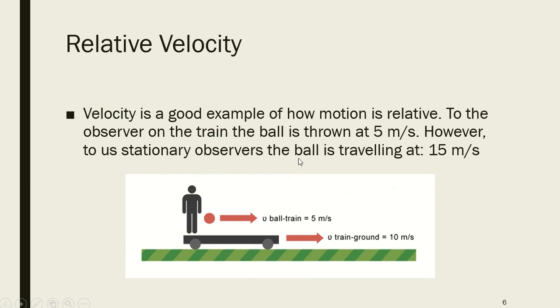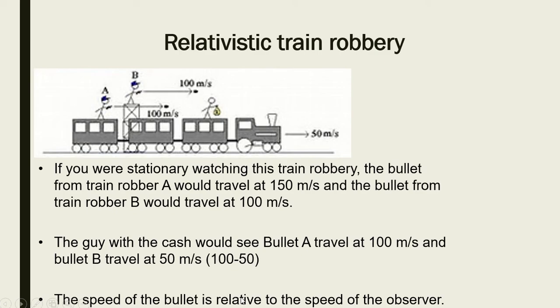However, if there was a stationary observer on the ground observing them throw the ball, this ball is actually going to be traveling at 15 meters per second. The 10 meters per second because of the train carriage, plus the 5 meters per second that the ball was thrown at. This is just another example of relative motion, where motion is relative to an observer.